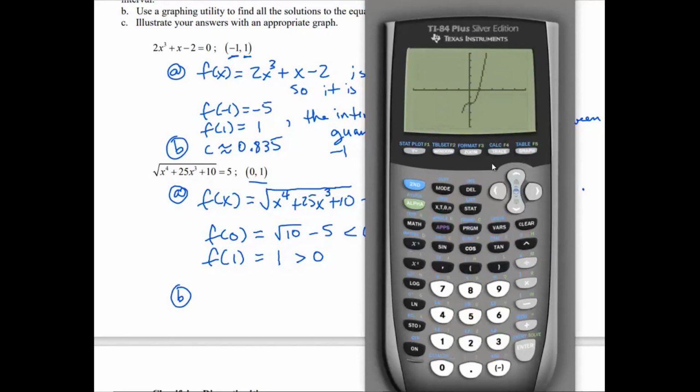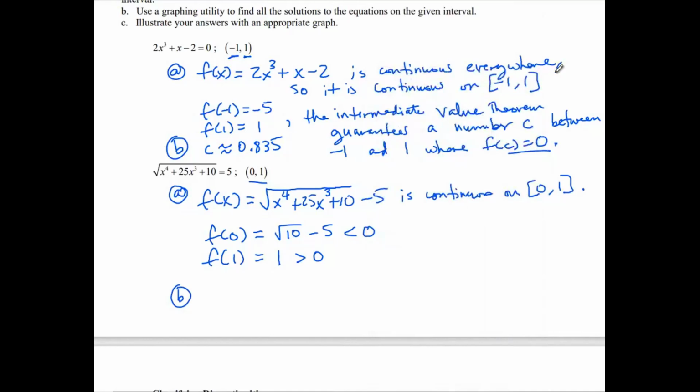Okay. So for my 0 there, I'm going to hit second calculate. Go down to 0. My left bound, I'm going to let be 0. My right bound, I'll let be 1. I'm going to guess. I don't know what to guess for. Alright, so 0.8342548. So I would say C would be around 0.834. Alright, so that is the intermediate value theorem.